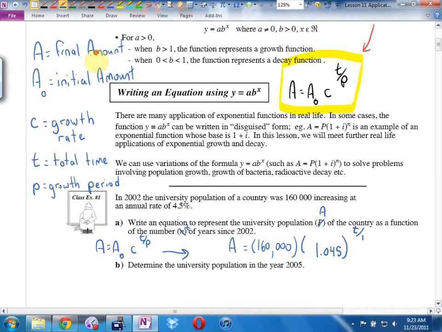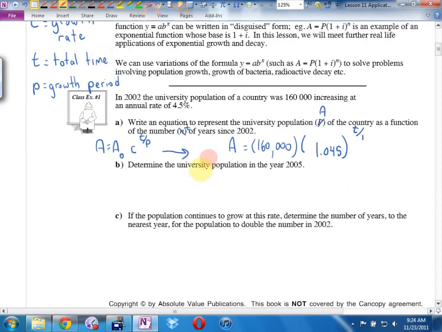Okay? In other words, if they want us to find the university population in the year 2005, the university population is going to be 160,000 times 1.045 to the power of what? What year are we in? According to this question right here, right now, what year did this question start? What am I going to put right here? Here's my variable. Is my variable an exponent? No, this is not logs. This is go to your calculator, type that in, plug and chug. What is 160,000 times 1.045 cubed? Calculators, please.